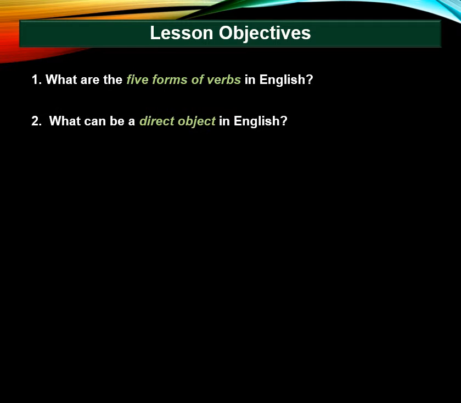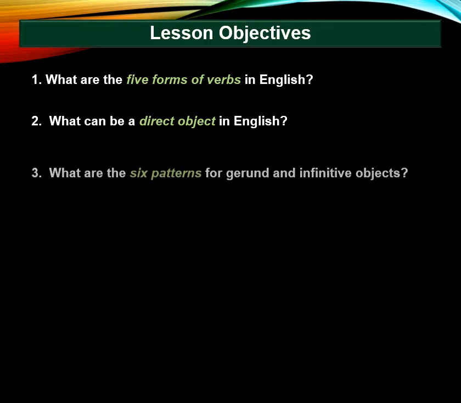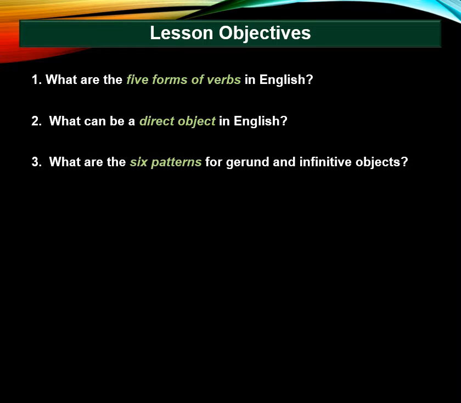What are the objectives for today's lesson? First, what are the 5 forms of verbs in English? What can be a direct object in English? What are the 6 patterns for gerund and infinitive objects?